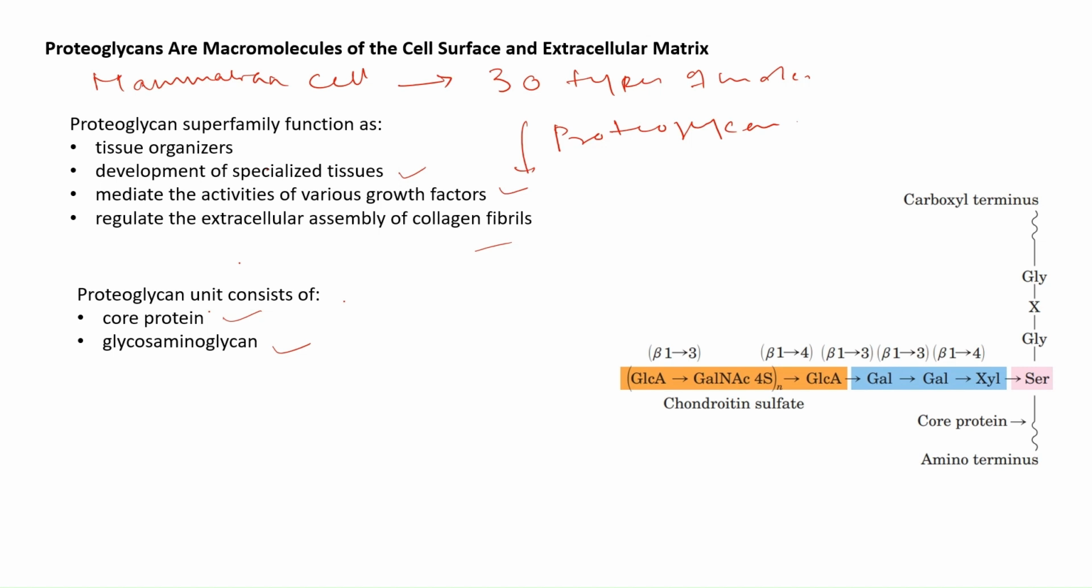What can we see in this structure? This serine, glycine, X, serine, means this is a core protein. Because it is a protein, it will have an amino terminus and a carboxyl terminus. Now to this core protein, glycosaminoglycan is attached. The attachment point is serine in the protein, to which the glycosaminoglycans are attached.